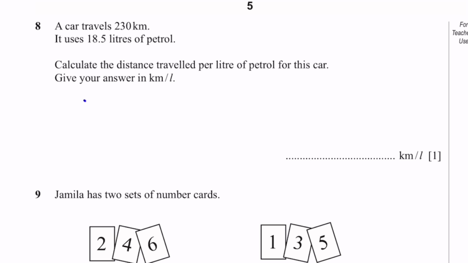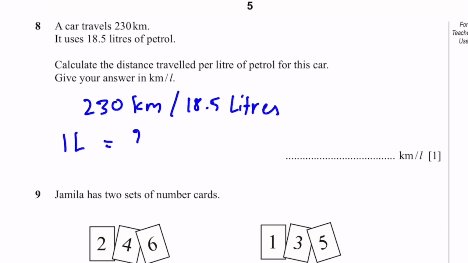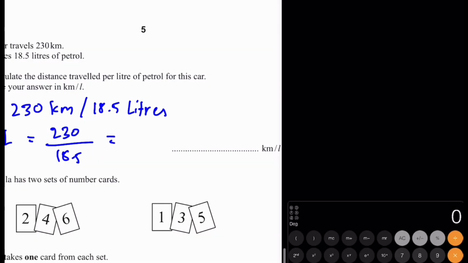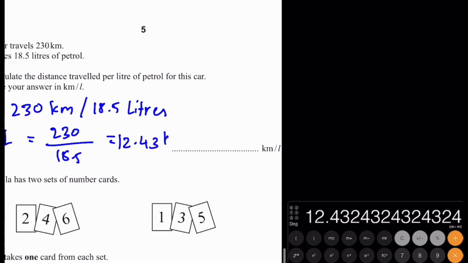So we have 230 kilometers. It travels per 18.5 liters. So in 1 liter, it travels 230 by 18.5. We can use our calculator. 230 divided by 18.5 is equal to 12.43 kilometers per liter to 2 decimal places, because there's a recurring decimal. And that's the answer. 12.43 kilometers per liter.